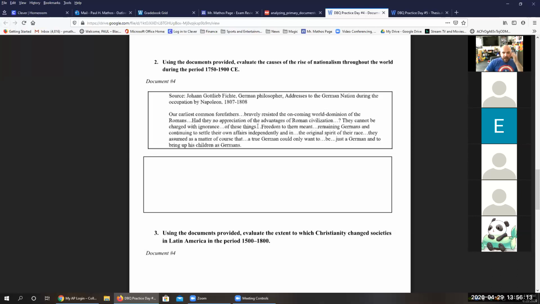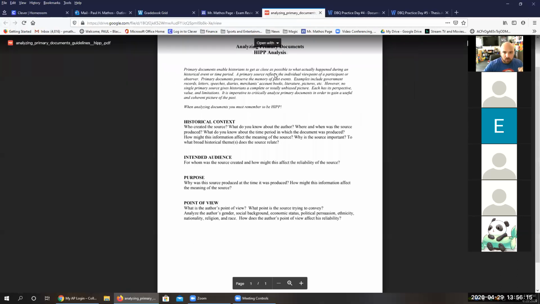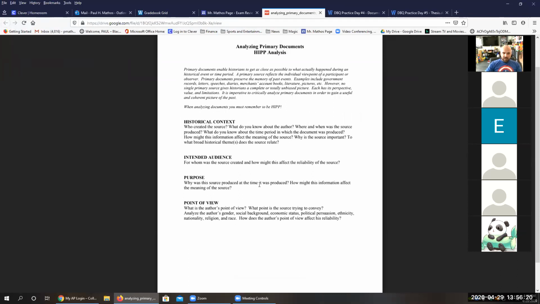Remember, you choose one. You don't need to have the correct one. Any document can be examined using anything. You could use historical context, intended audience, purpose, point of view to analyze any of these documents. But what I was saying to Yanshe is that this might be easy to use intended audience because it's literally a speech made to the German nation when Germany was being occupied by Napoleon.